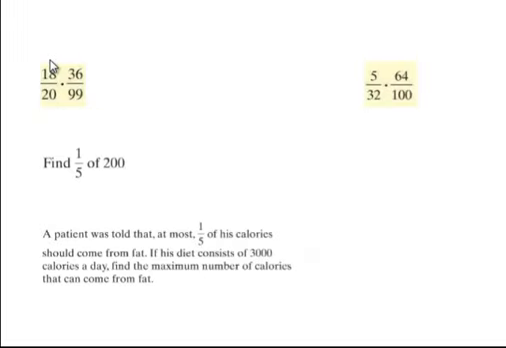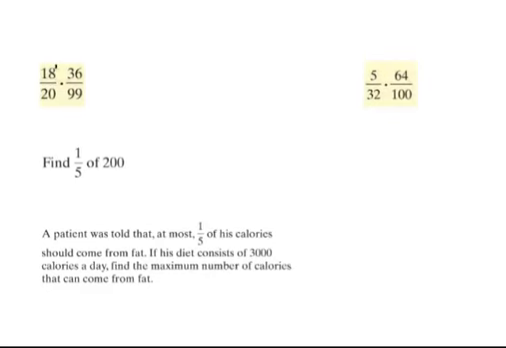Alright, for my next problems here, I'm going to continue going the same route. I'm going to look at my numbers, let me see, 18 and 99. Now, 18 doesn't necessarily go into 99, but they do have common factors. I know I can divide both of those numbers by 9. So 9 goes into 18 2 times. 9 goes into 99 11 times.